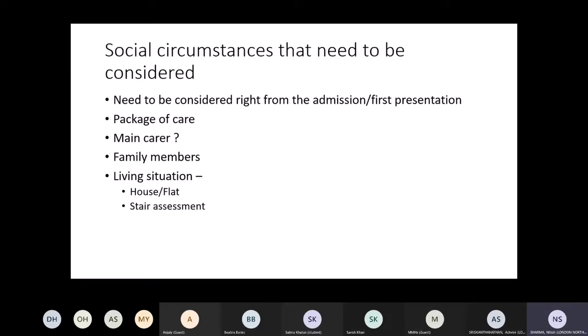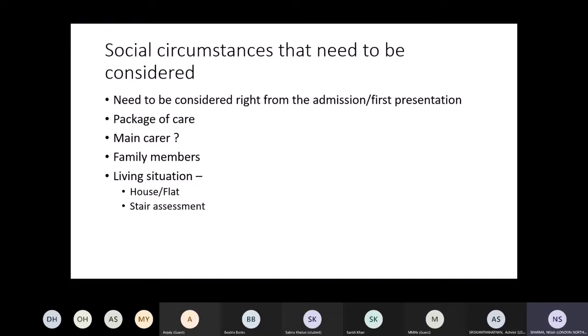So, what are the social circumstances that need to be considered? These need to be considered right from the first presentation. When you take a history from any elderly patient, it's important to see what package of care they have. Basically, meaning how many times a day they have carers coming in, who is the main carer, who are the family members who live around, and where do they live? How accessible are they to the patient? And what's the living situation?